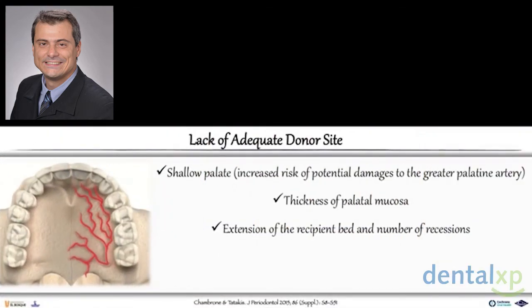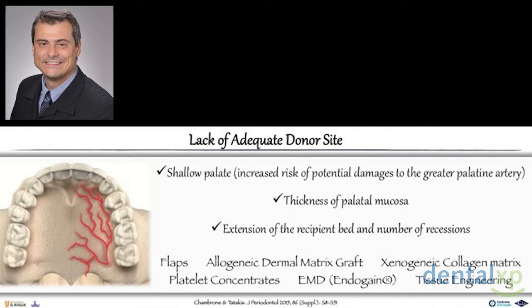On the other hand, for those cases where there is a lack of adequate donor tissue because of the anatomy of the palatal vault or the extension of the recipient bed and the number of recessions that need to be treated, the use of flaps alone or associated with other biomaterials may be used as well. But the literature indicates that both allogenic dermal matrix graft and enamel matrix derivative can provide the best outcomes of treatment.